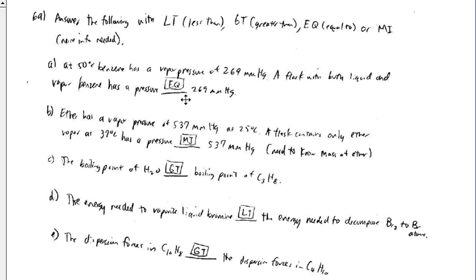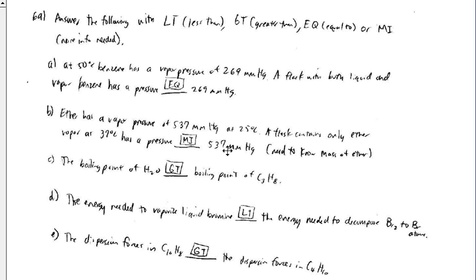If there's both liquid and vapor, you have reached the maximum capacity for the vapor in that flask, and then the remaining stuff stays as a liquid, and then you're just equal to vapor pressure at 269. You kind of have to assume that it's at 50 degrees still. For part B, you're told that ether has a vapor pressure of 537 millimeters of mercury at 25 degrees Celsius, and a flask contains only ether vapor at 37 degrees Celsius, and you want to know if the pressure is greater than, less than, equal to, or more information is needed than 537.